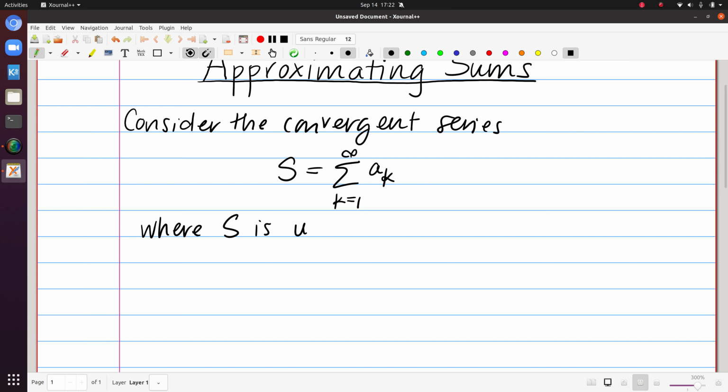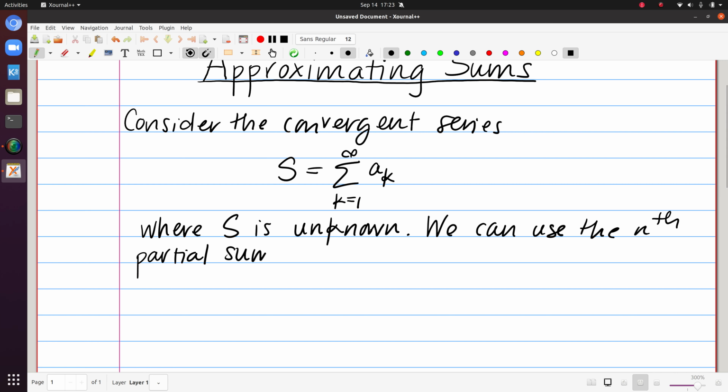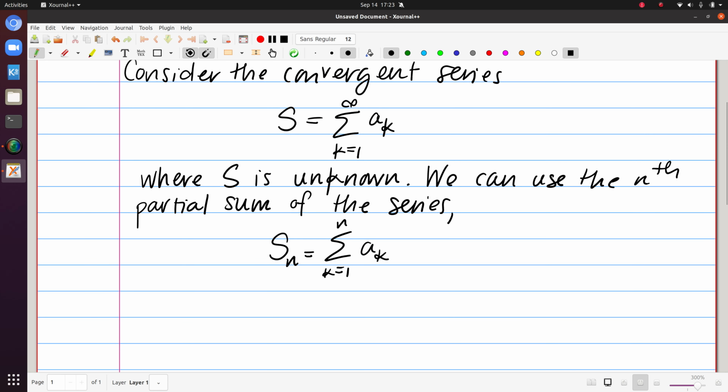So this is going to be an instance where it's not telescoping, it's not geometric. We don't have knowledge of the exact sum of the series. What we can do is use the nth partial sum of the series. And remember that we often use the notation S sub n. By the nth partial sum, much as it sounds, this is just the sum of the first n terms. So we can use that S sub n to approximate the sum of the series, to find the approximate value of S.